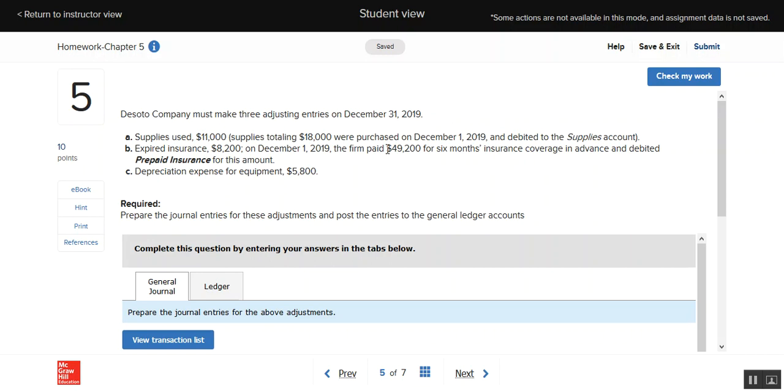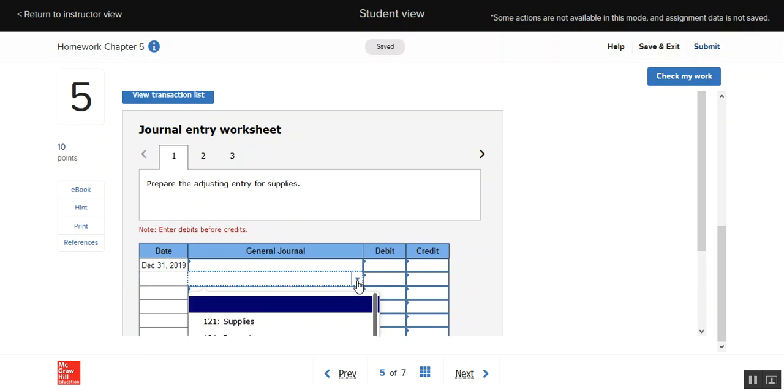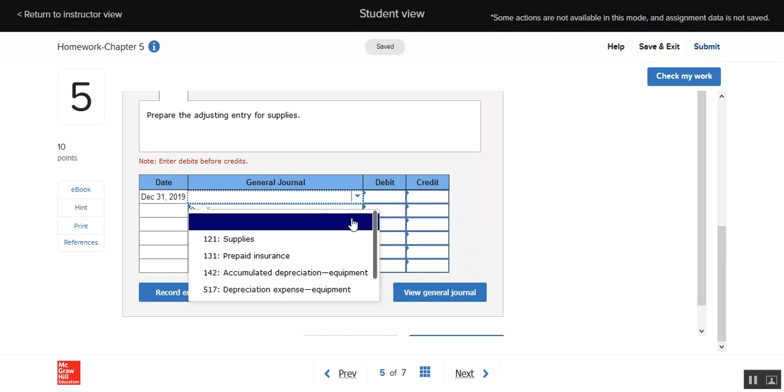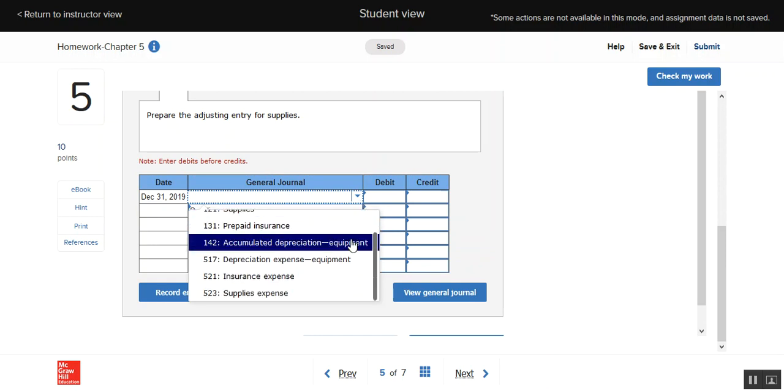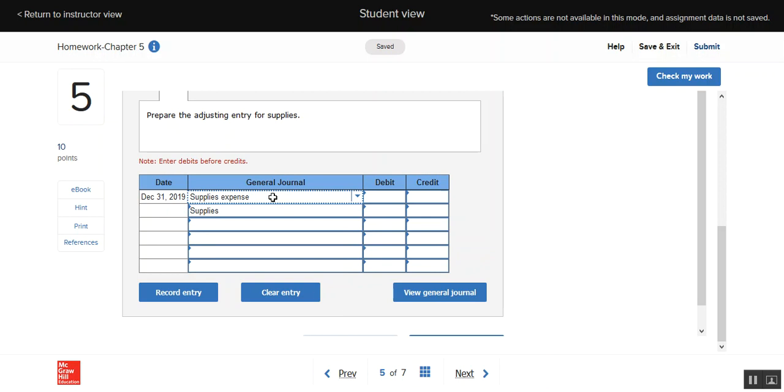So to do that, it says when we put those supplies in there, we debited supplies. So to get them out, we're going to credit supplies. And because those supplies are used, we're going to essentially change those supplies, which are an asset, into supplies expense, which means that we've used those supplies. And we've used $11,000.